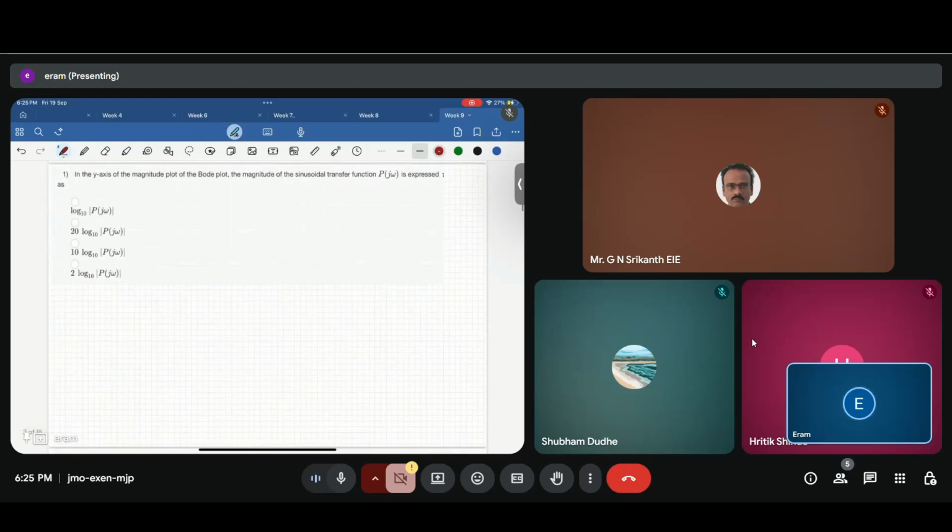Okay, so today we'll be solving problems on Bode plot. So the first question is what does the y-axis of the magnitude plot of the Bode plot represent? Or how do we express the y-axis of the Bode plot?